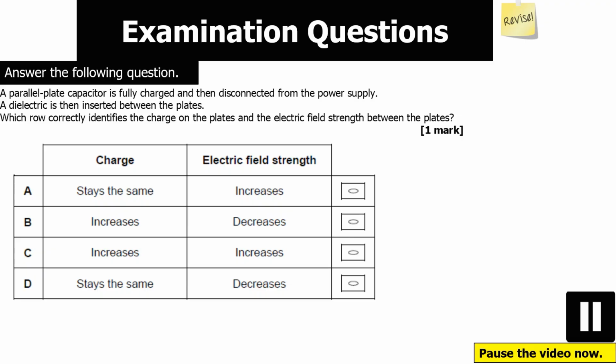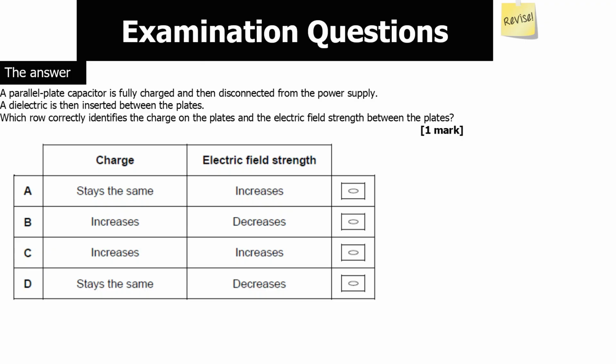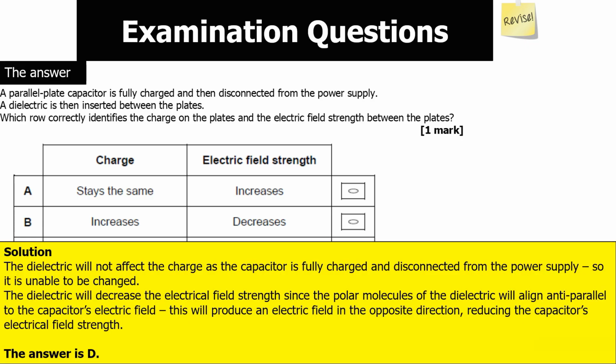So pause the video now, then unpause the video when you want to go through your answer. Right, so the point is, in this particular question, the dielectric will not affect the charge as the capacitor is fully charged and disconnected from the power supply, so it's unable to be changed. Now the dielectric will decrease the electric field strength since the polar molecules of the dielectric will align anti-parallel to the capacitor's electric field. This will produce an electric field in the opposite direction, reducing the capacitor's overall electric field strength because it's a vector, so therefore our answer will be D.